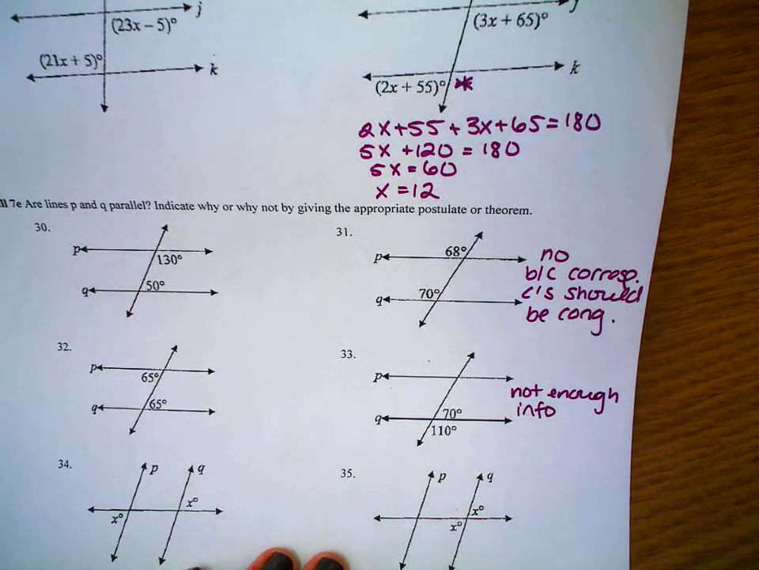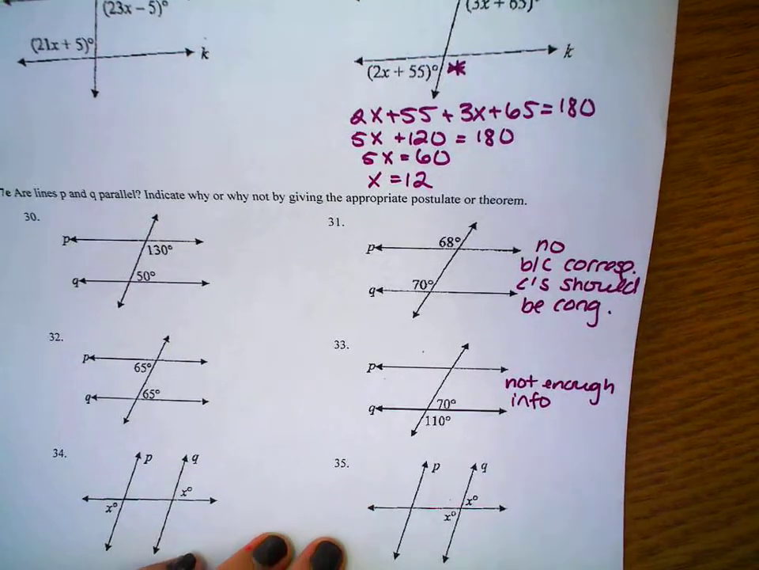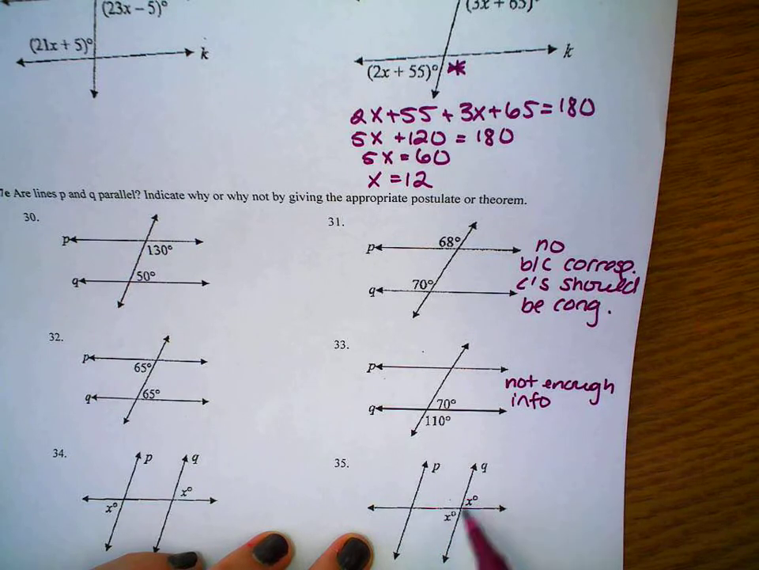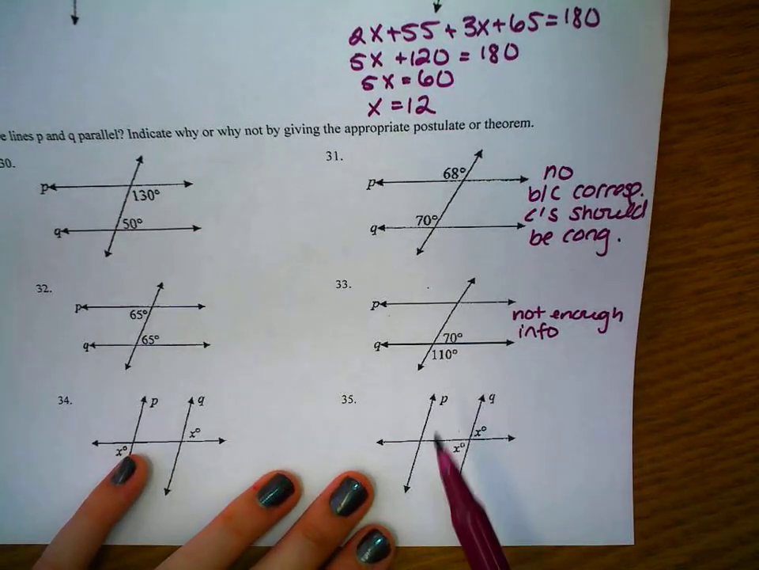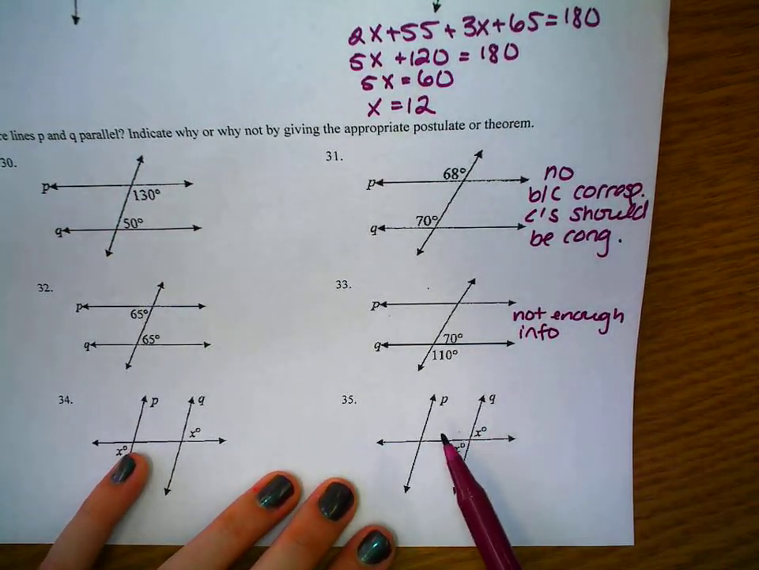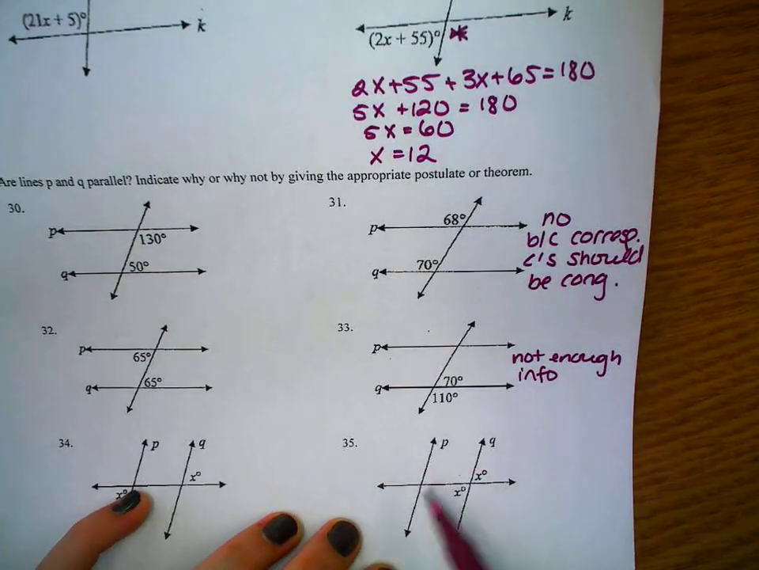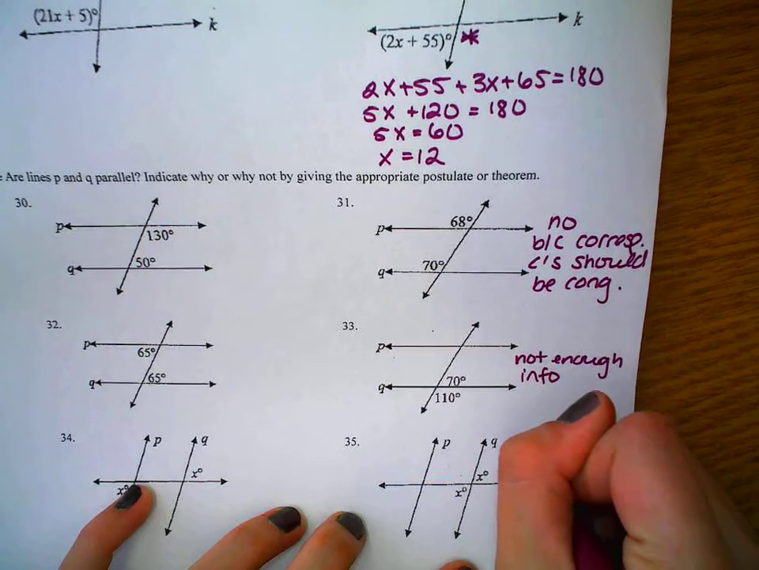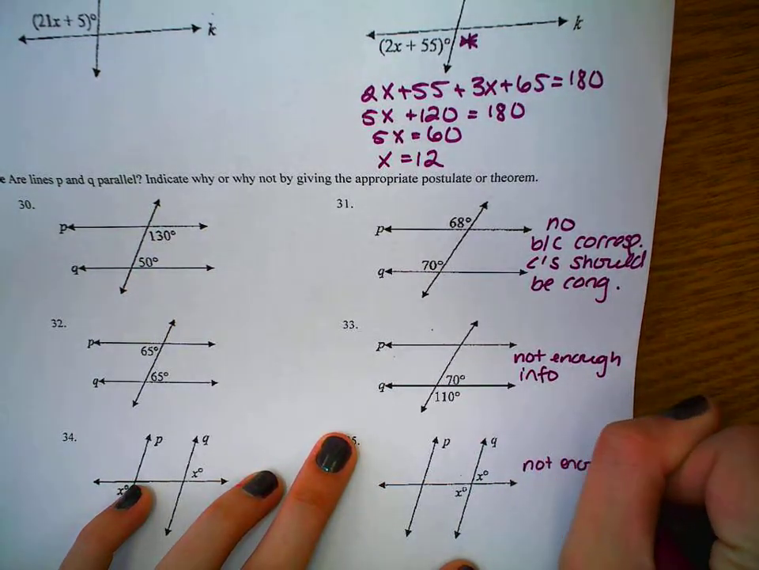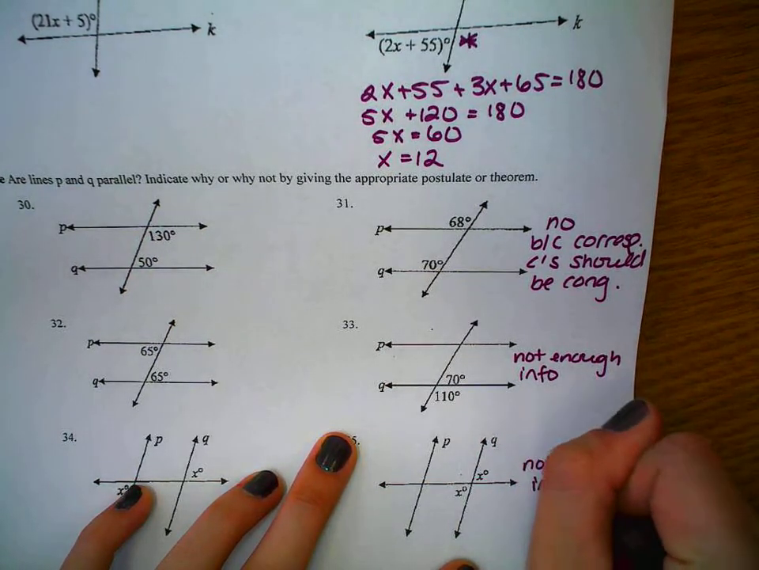And then for 35, I have vertical angles. And we know that vertical angles are supposed to be congruent. And yes, x and x are the same degree angle, so yes, these are congruent. But again, similar to 33, am I receiving any information on line P? I'm not. So again, for this one, there's not enough information to help me identify if these lines are parallel. Not enough info.